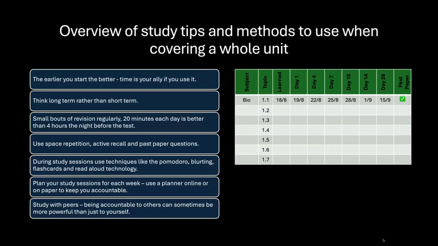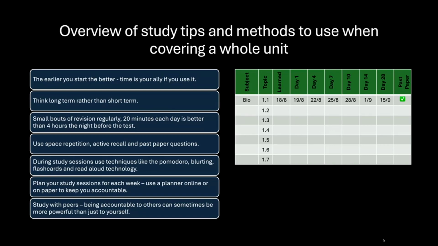Okay, whatever it happens to be, and not just that, not just saying the subject, but saying specifically which topic you're going to look over, which technique you are going to use. The more planned and prepared you are, the more you write these things down, the more likely you are to keep your promise to yourself.